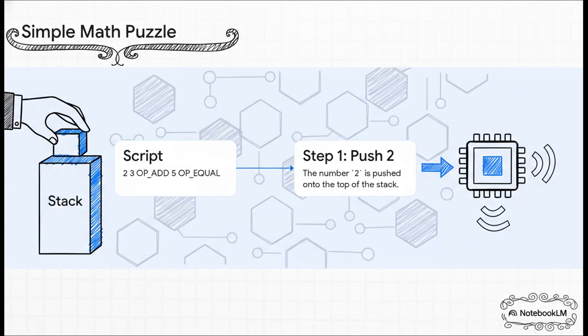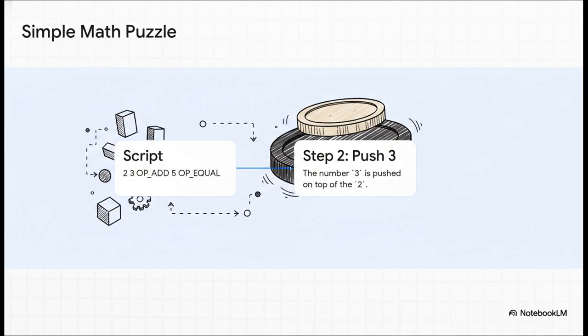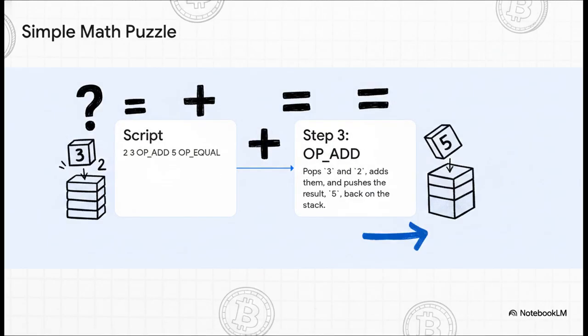Let's walk through a super simple math puzzle to see this in action, okay? Here's our script: 2, 3, OP_ADD, 5, OP_EQUAL. First, the network reads the number 2, and bam, it pushes it onto our empty stack. Next up, it reads the number 3 and pushes that right on top of the 2. So now our stack has 2 items on it. Easy enough. But now we hit our first command, our first operator, OP_ADD.